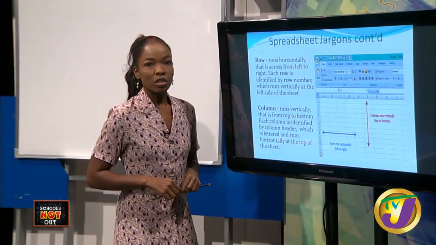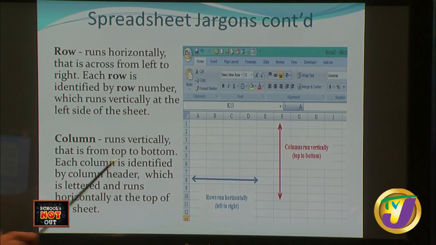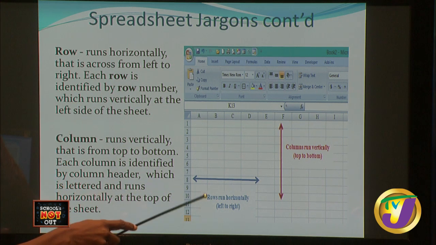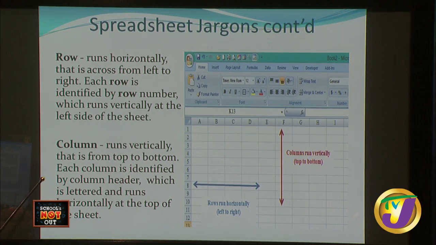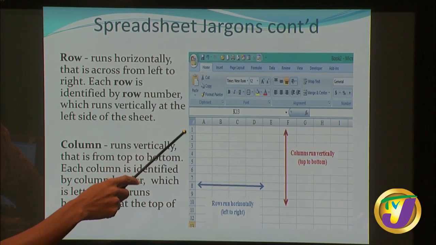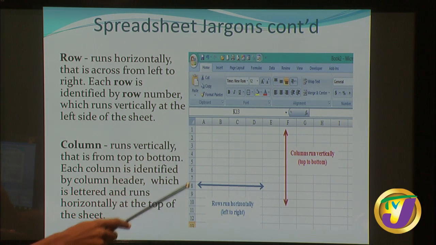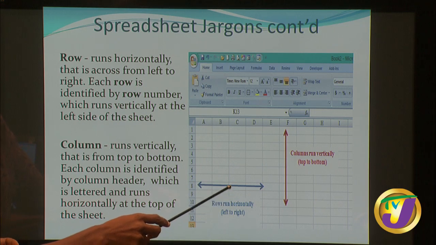Remember that in Microsoft Excel, the worksheets are made up of rows and columns. Now, a row runs horizontally from left to right on a page. Each row can be identified by a number that is on the left. So all of these rows have a number assigned to them. And remember, the rows run from left to right.